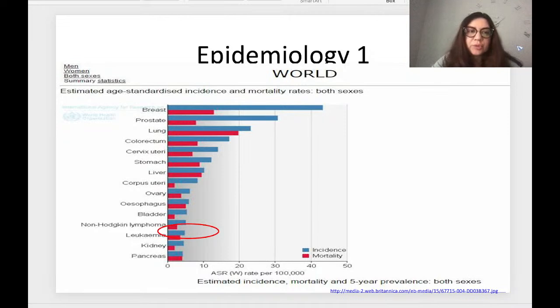Let's discuss epidemiology. Here you see a scheme of estimated age standardized incidence and mortality rates in the whole world. And you see in both sexes mortality rate, I mean oncology, malignancy, in structure of main disorders you see leukemia, it connected with both sexes, with all ages, and in a structure of incidence of onco disorders and mortality from the cancer, it takes maybe 13th place in all mortality level in cancer structure.